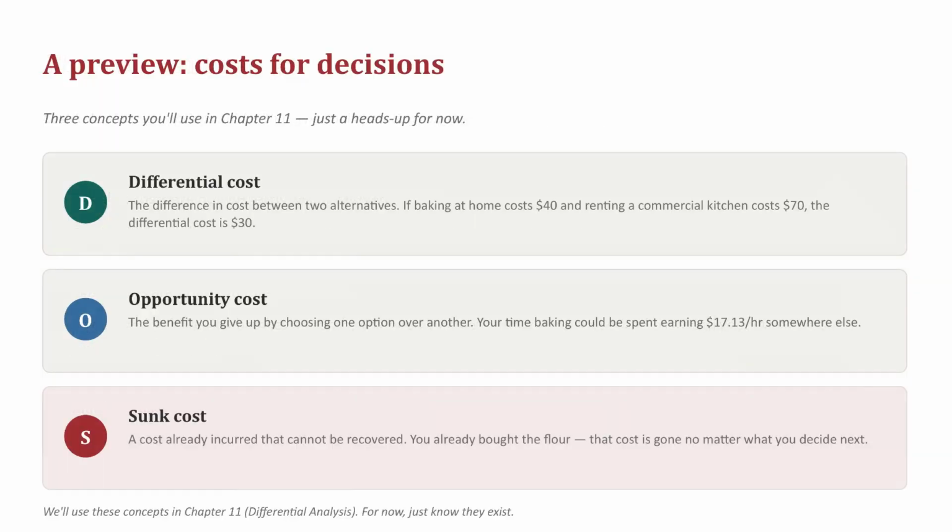Before we move on, here are 3 cost ideas that matter most when you make decisions. Differential cost is the difference between 2 alternatives, like $40 at home versus $70 in a commercial kitchen. Opportunity cost is the benefit you give up, such as time you could have spent earning $17.13 an hour somewhere else. Sunk cost is already spent and cannot be recovered, like flour you already bought. For decisions, the big rule is simple. Focus on what changes and ignore sunk costs.